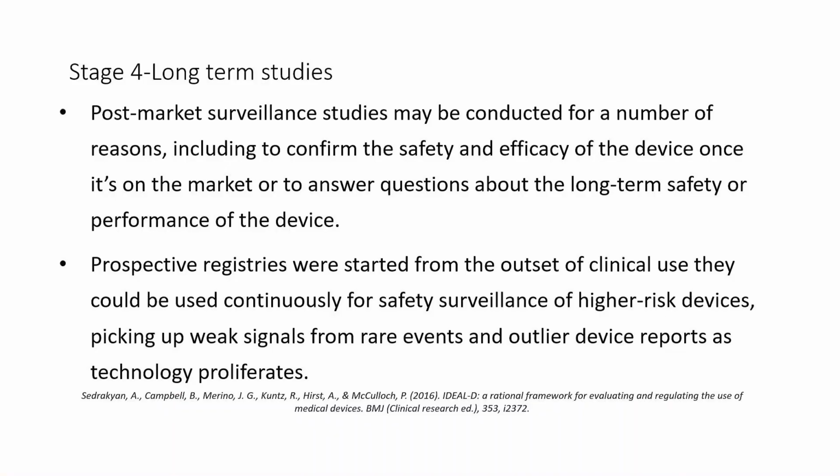Picking up weak signals from rare events and outlier device reports as technology proliferates, right? So there would be cases, as a new technology grows more and more popular, when there may be rare events, an infection case or a death case, but these have to be considered with high importance, so that such a thing is not repeated anywhere. If it is a repeat occurrence, then there might be something wrong with that device adaptation or tissue construct adaptation across a wider population, right?